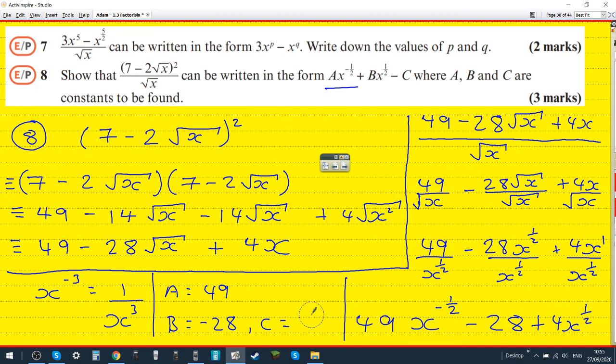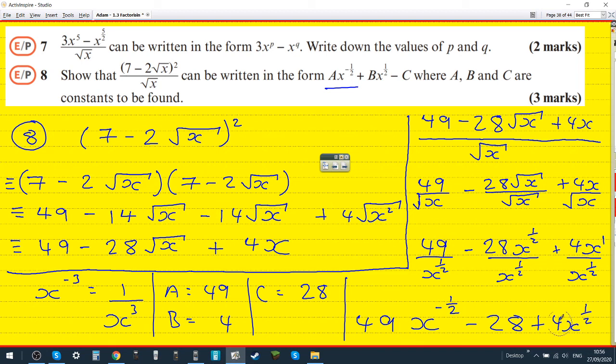Oh, hang on. It says it wants A and B to be added. No, they just have them in a different order. So one has an x to the power of a half. So B would be 4. So B is 4, yeah. And C is minus 28. So they're tricky. C is actually plus 28 because they already have the minus. So that's a bit of a trick.